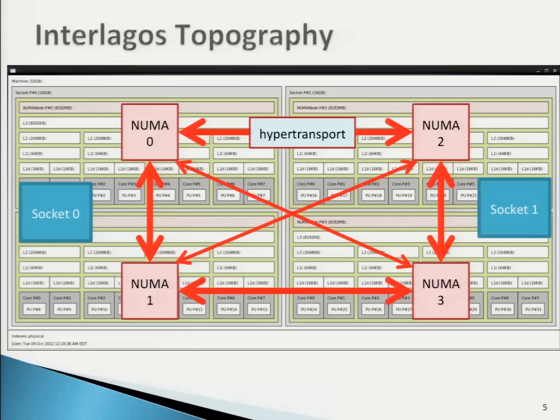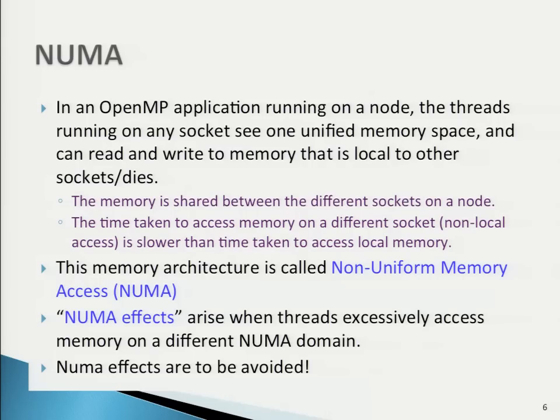And the final point is, you can't really expect to get very good performance on these sorts of architectures without having an understanding of all of this, of what's going on when you start trying to run multiple threads in your application. So this brings us to the topic of NUMA. As we saw, if you have an OpenMP application running on one of those compute nodes, the threads running on any of the sockets or on any core will see one unified memory space. And they can freely access memory allocated in any one of the NUMA domains.